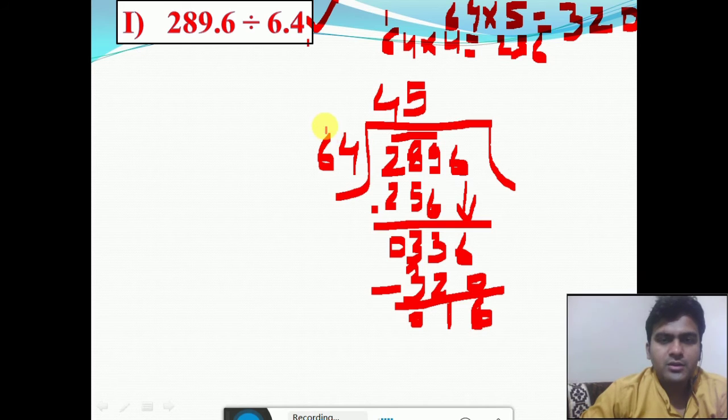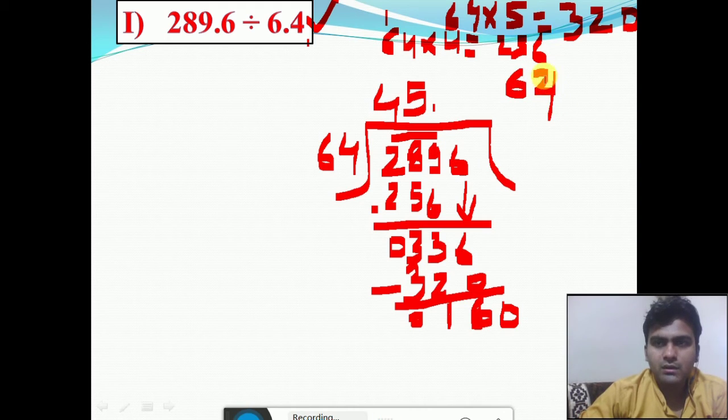16 cannot be divided by 64, so you have to take 0. How will you take 0? If you put a decimal point in the quotient, then you can take the 0 here. Now read the table of 64. 64 into 2 is how much? 64 into 2 is 128, and 64 into 3 is how much?